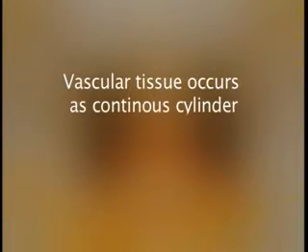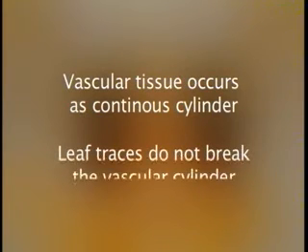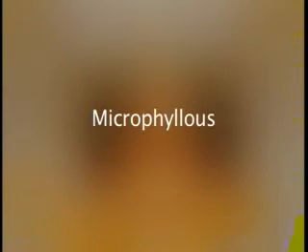In both ectophloic and amphiphloic siphonosteles, vascular tissue occurs as a continuous cylinder. This is because leaf traces do not break the vascular cylinder. Such plants in which the vascular supply to the leaf is without any break in the vascular cylinder are called microphyllous.